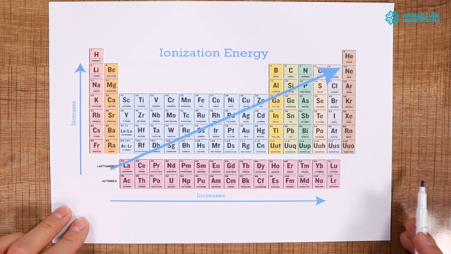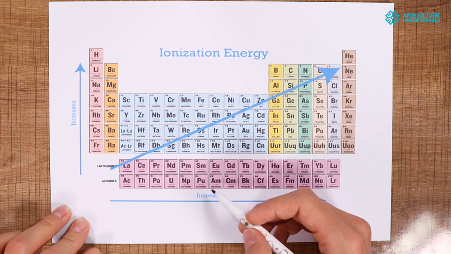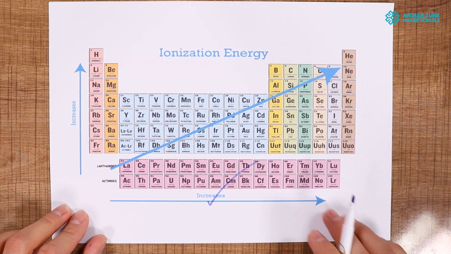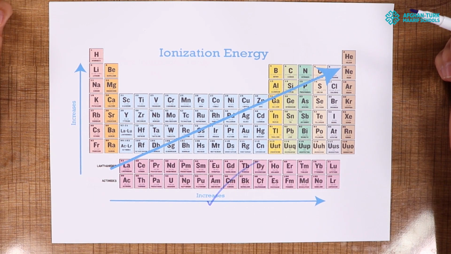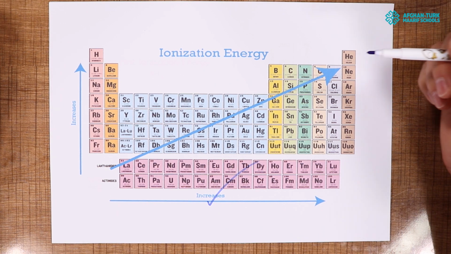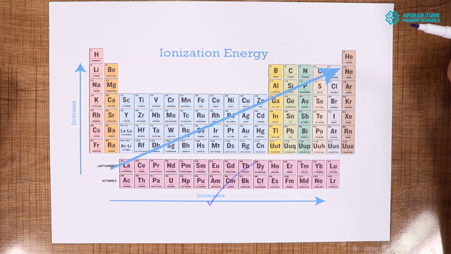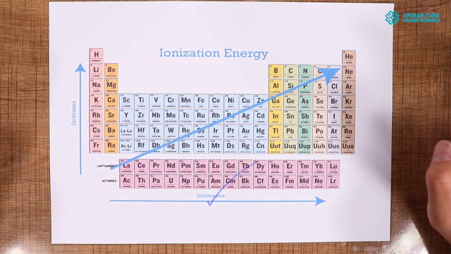According to the period, I told you that as we go from left to right, the ionization energy will increase. Why? Because the atomic radius gets smaller. The attraction force between the nucleus and the furthermost electron will get higher. So this is the trend or the pattern across a period and groups for the ionization energy.